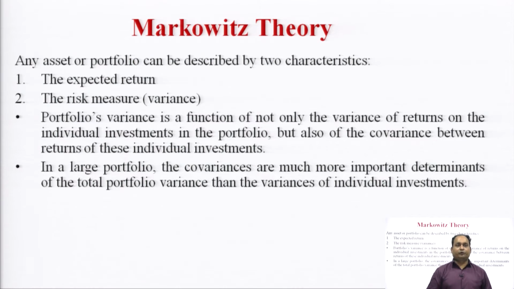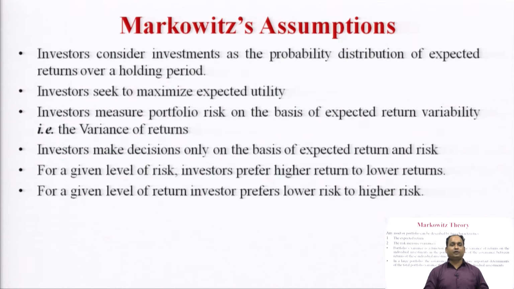Any asset or portfolio can be described by two characteristics: the expected return and the risk measure. The portfolio variance is a function of not only the variance of return on the individual investments in the portfolio, but also of the covariance between returns of these individual investments. In a large portfolio, the covariances are much more important determinants of the total portfolio variance than the variance of individual investments.